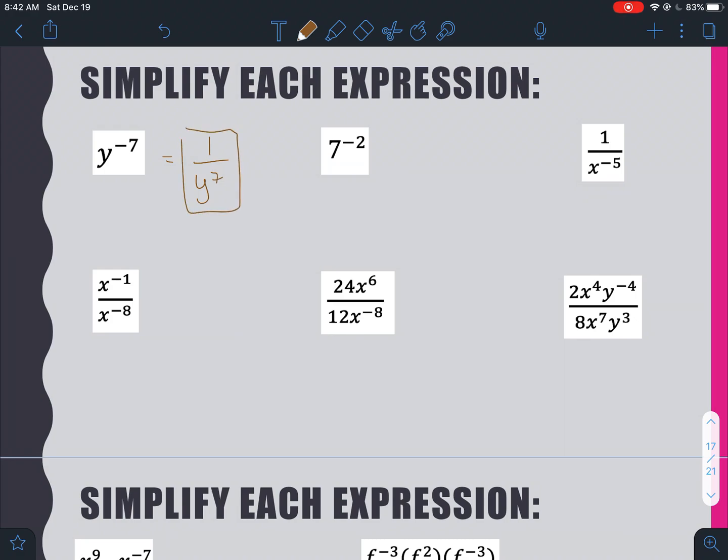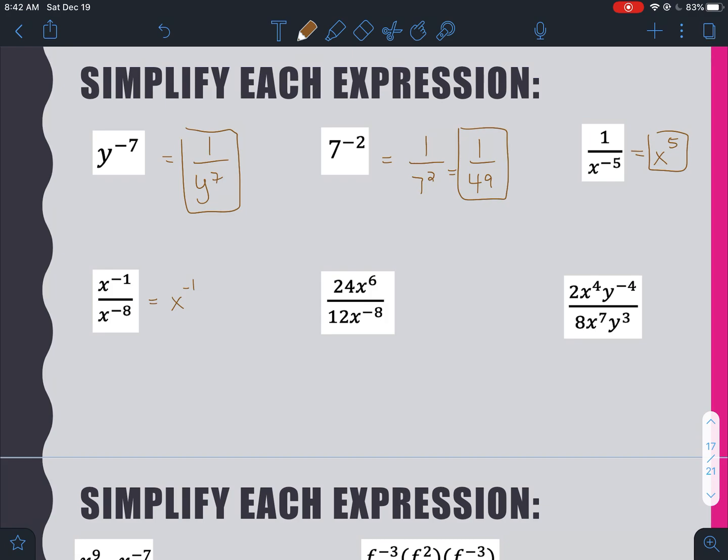All right, y to the negative 7 is the same thing as 1 over y to the 7th. 7 to the negative 2 is the same thing as 1 over 7 squared, and if you simplified that, you'd get 1 over 49. 1 over x to the negative fifth would be x to the positive fifth. You would move x to the negative fifth up to the numerator.